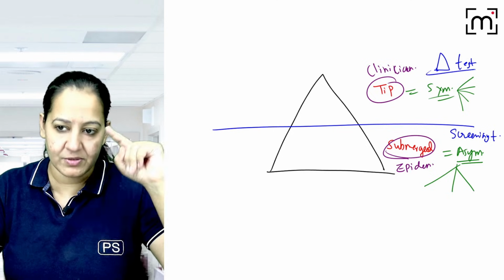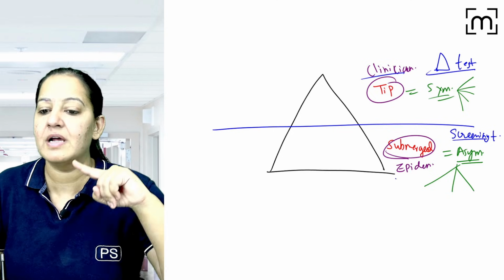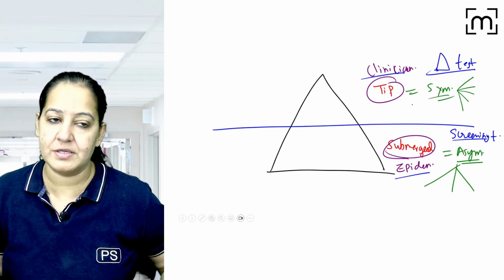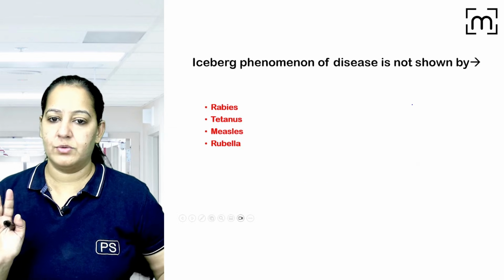So please compare the diagnostic test here, screening test here. Clinician is here, epidemiologist here. This one is small, this one is large. And what do they represent? So you have to write also, you have to draw also, right?